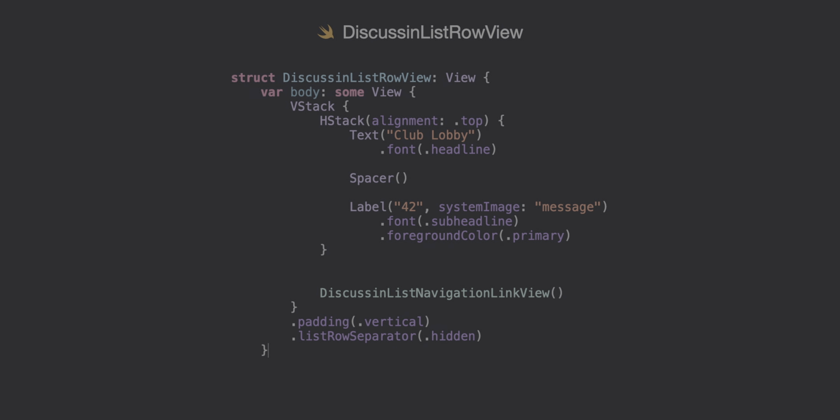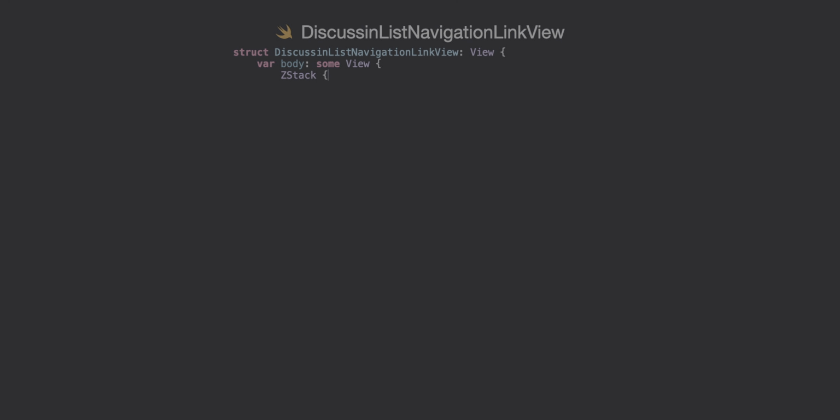And then we'll close up our body property, close up our struct, and create that discussion list navigation link view. This one's going to be a ZStack, and the first view, the view that's going to be behind everything, is going to be an UnevenRoundedRectangle. And this just allows us to control each corner.